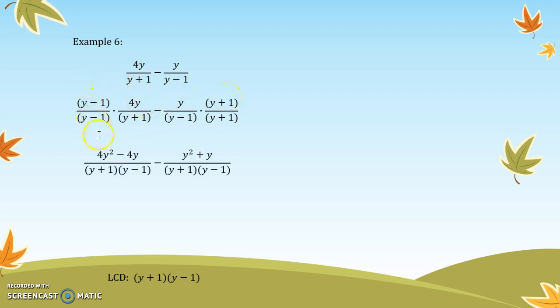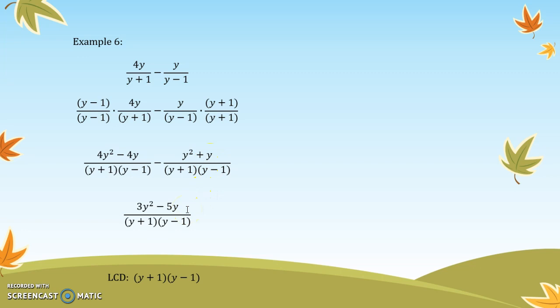So 4y times y is 4y squared. 4y times negative 1 is negative 4y. Minus, now we'll do the right-hand side, y times y is y squared, and y times 1 is 1y. Okay, now they each have the y plus 1 and the y minus 1, so we can go ahead and subtract our numerators. Again, in subtraction, be very careful, so talk your way through it. So I've got 4y squared minus 1y squared. Well, that gives us 3y squared. And if I have negative 4y minus a positive 1y, we are now at negative 5y in the whole.